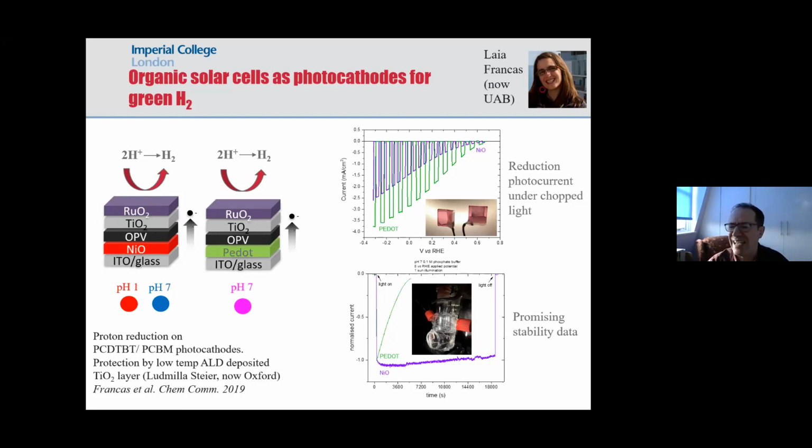And of course, the challenge here is that putting a solar cell in water to drive the chemistry is a very different environment to how a solar cell normally works. And so we understood that in order to get these to work, we need to both replace the PEDOT very often used as a hole collector with something which is much less water sensitive. And also we needed to use, in this case, an ALD titania layer to try to protect the active layer from water. And we started to get some reasonable performance.